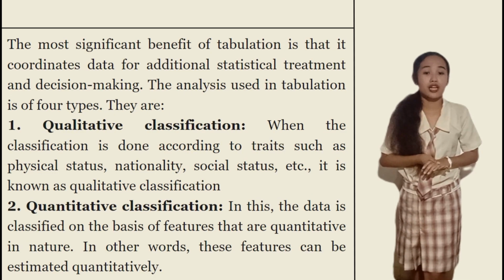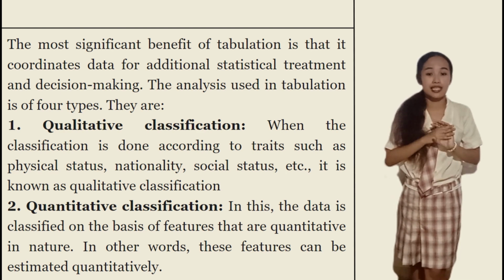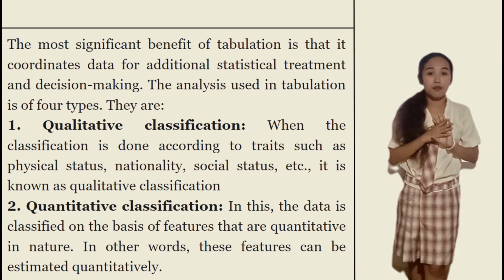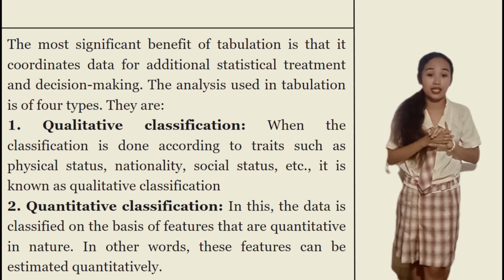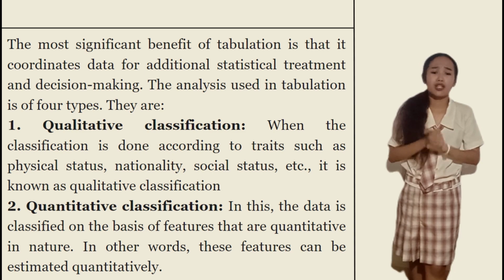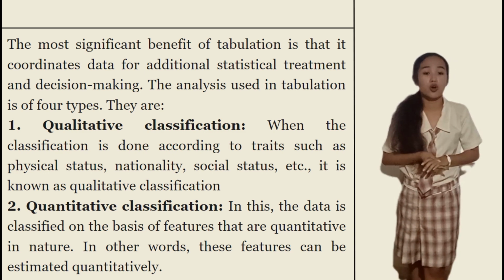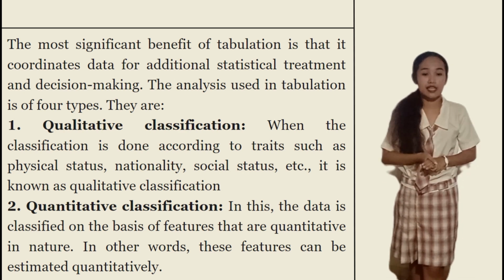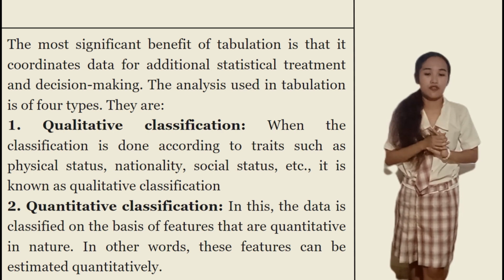The most significant benefit of tabulation is that it coordinates data for additional statistical treatment and decision making. The classification used in tabulation is of four types: qualitative, quantitative, temporal, and spatial. In qualitative classification, the classification is done according to traits such as physical status, nationality, social status, etc. It is known as qualitative classification.